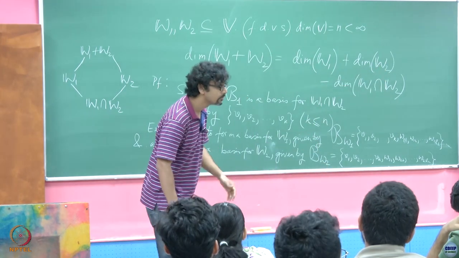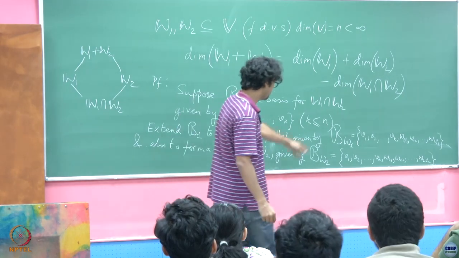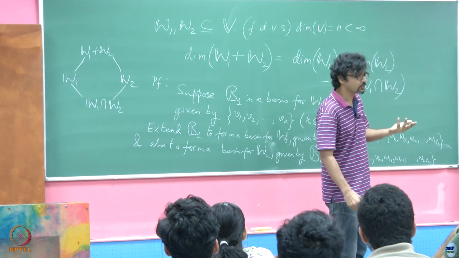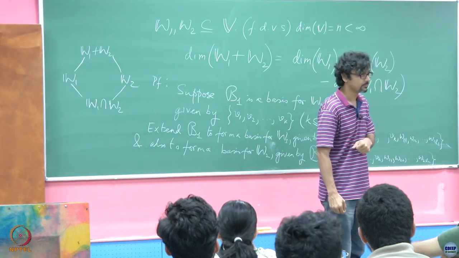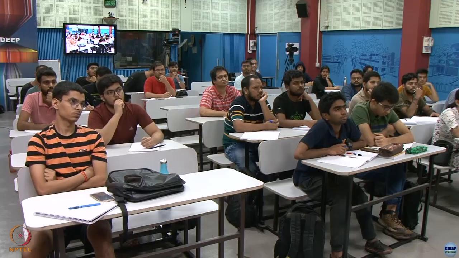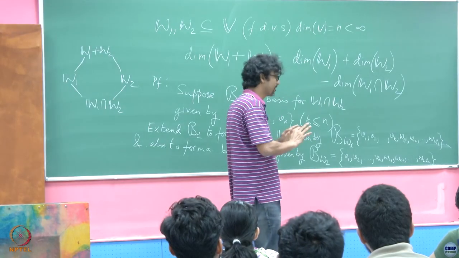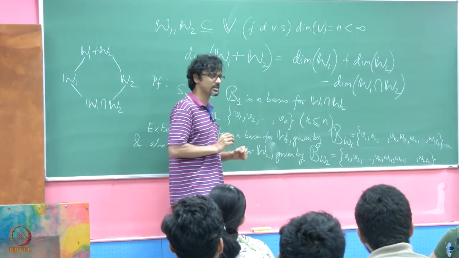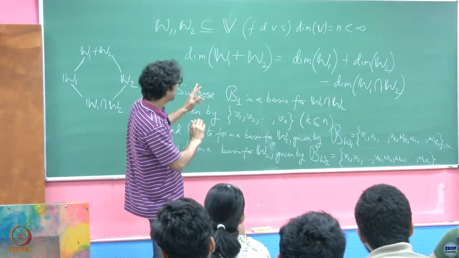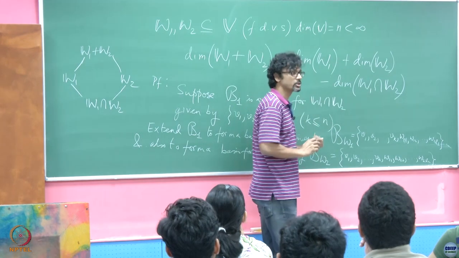Sorry? Union of these two sets. And then what should I claim? Then we have twice the number of those common elements. Right. But how do you subtract? I mean, we are trying to prove something about dimensions, right? So you're on the right track, but we have to do something so that they add up in the sense of dimensions.